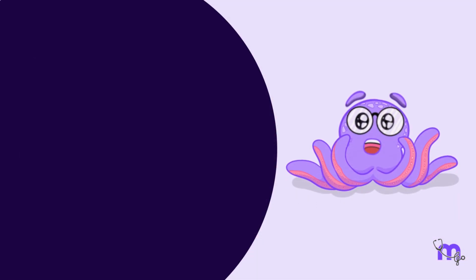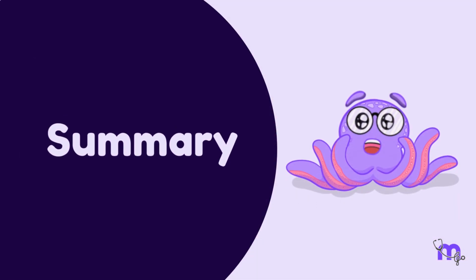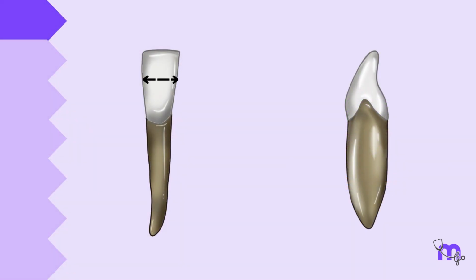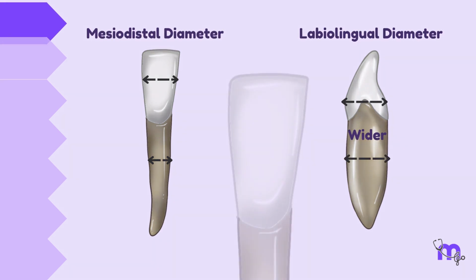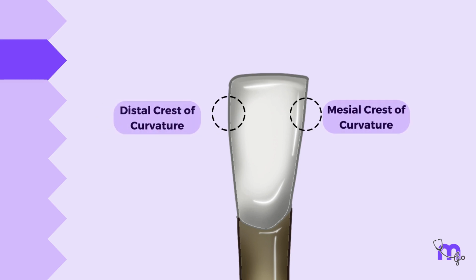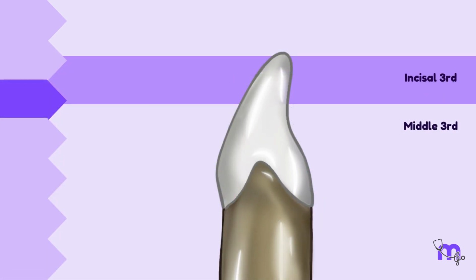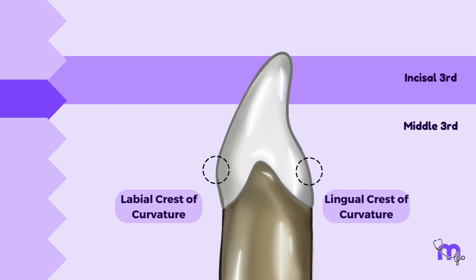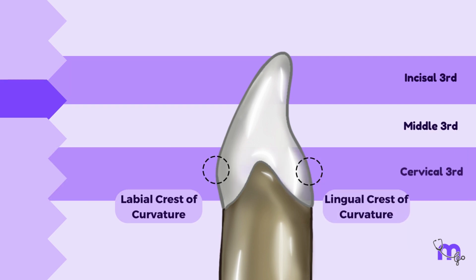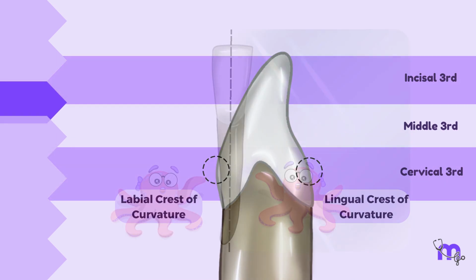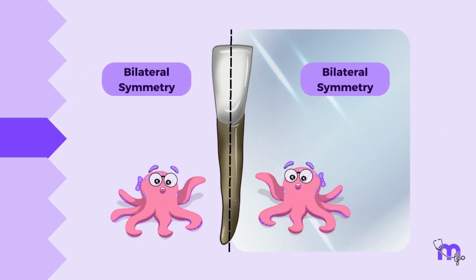Before we wind up, let's summarize the video with a few takeaway points. The crown and root of the mandibular central incisor are wider labiolingually than mesiodistally. The mesial and distal crest of curvatures are incisal to the junction of the incisal and middle third of the crown. The labial and lingual crest of curvatures are in the middle of the cervical third of the crown. The tooth appears bilaterally symmetrical from the incisal aspect.